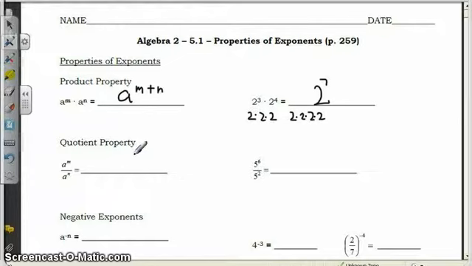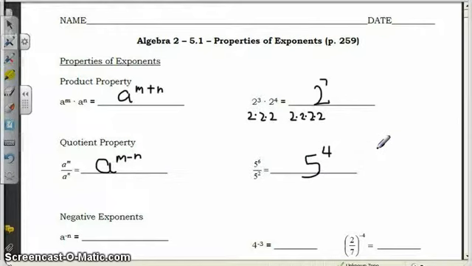The next one's the quotient property. If I have a to the power of m divided by a to the power of n, then we will subtract those powers. So in this example, that would be 5 to the 4th.